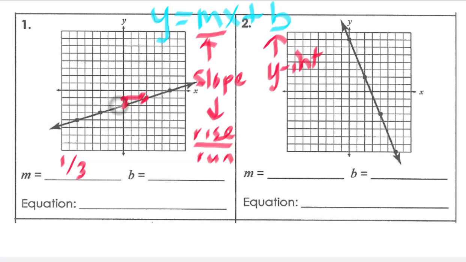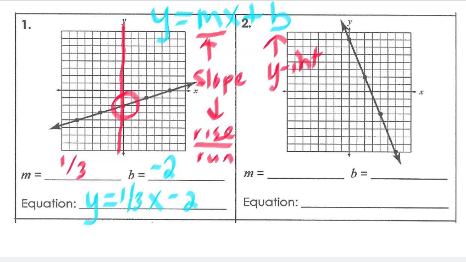Now, if I look at my graph, I want to figure out what is the y-intercept. So that is the point where the line is hitting this y-axis. So it would be this point right here. If we were to count down from the origin, we would see that this is 1, 2. So negative 2. Now we just want to rewrite our equation in slope-intercept form, but we want to plug in the m and the b that we found from the graph. So our equation will be y equals 1/3 x minus 2.